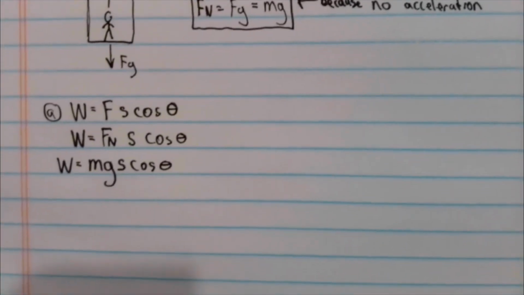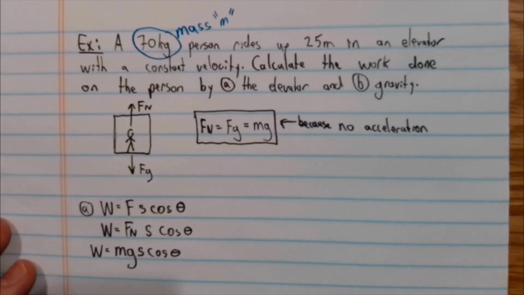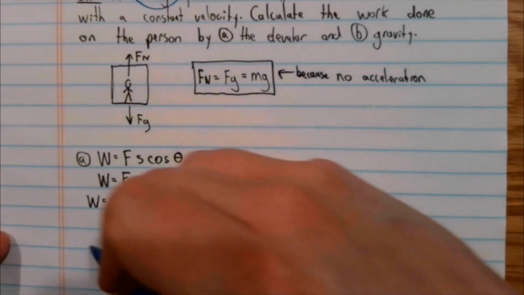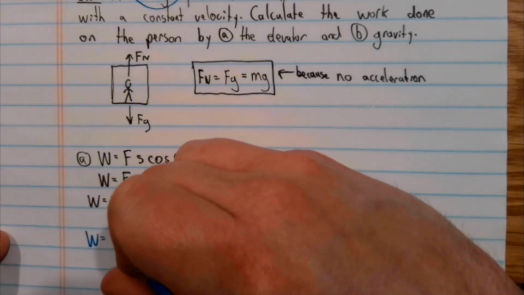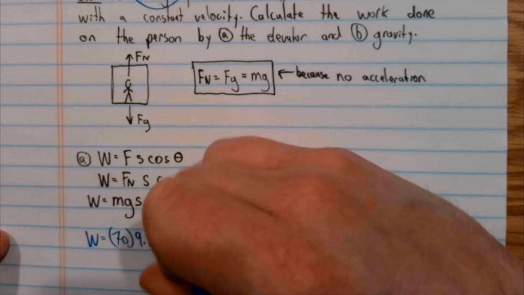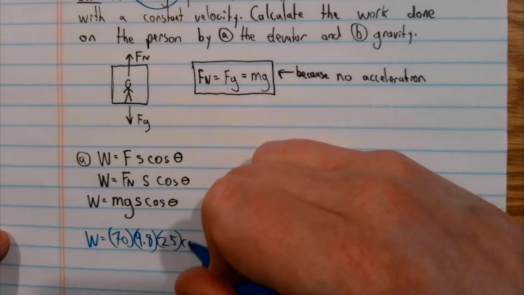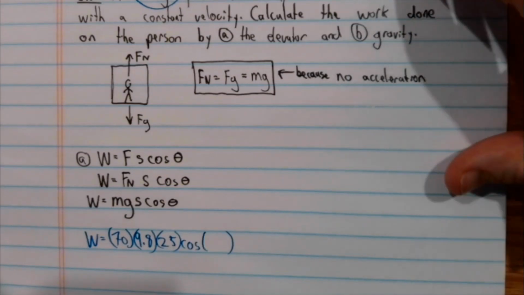Let's plug in our numbers. Remember what this problem is all about. I'm going to teach you how to draw theta. All we've really been doing is reviewing so far. I'm going to teach you how to draw theta in this step. Once we get there, it'll be tricky. So here we go. Here are the numbers. W equals 70 times 9.8 times 25 times cosine theta.